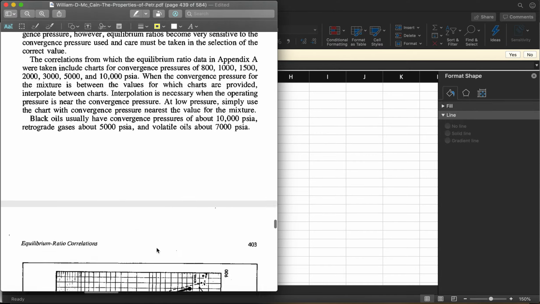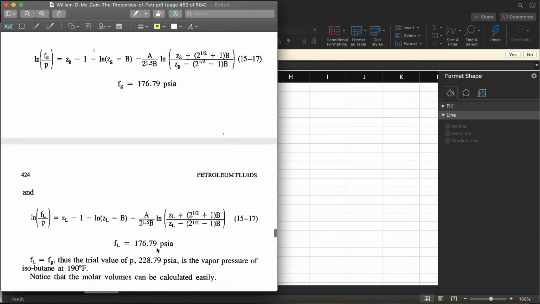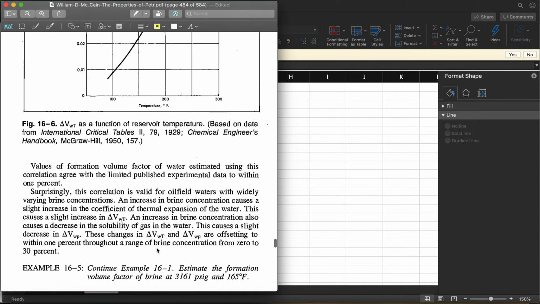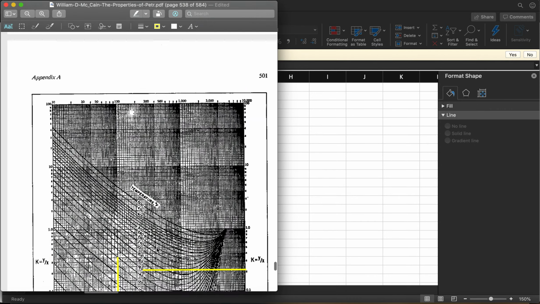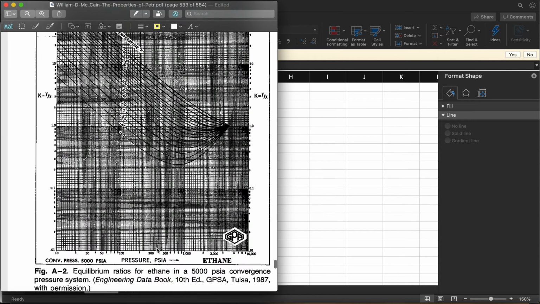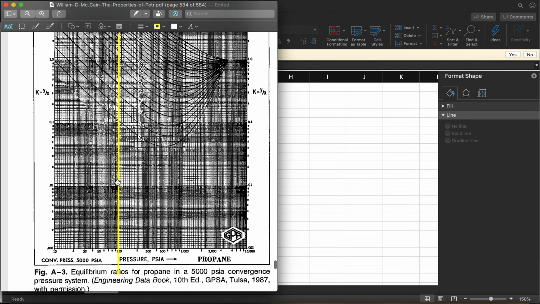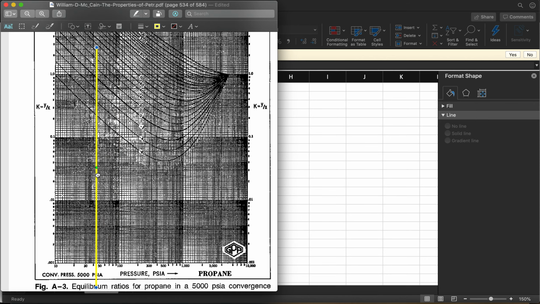So if I come back to the k-tables in the back, in the appendix, I would go to propane. Here it is, propane table. I just drew a line here for visualization purposes. So I would come to wherever I think my bounds are.